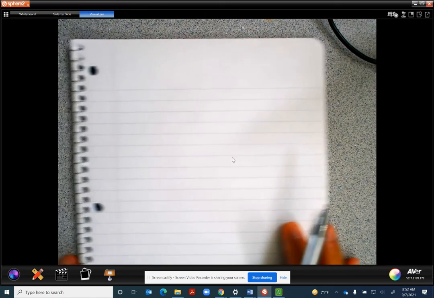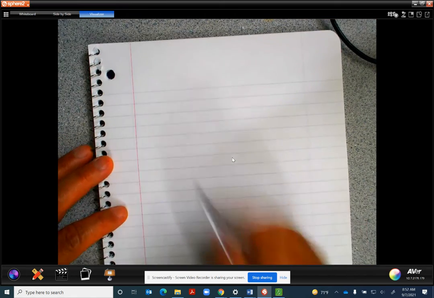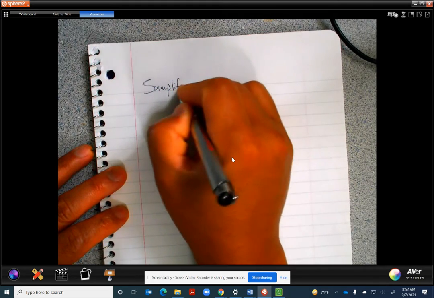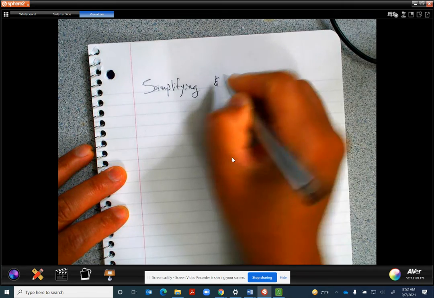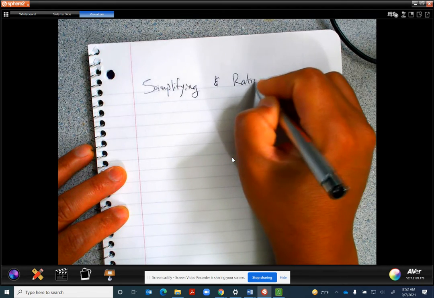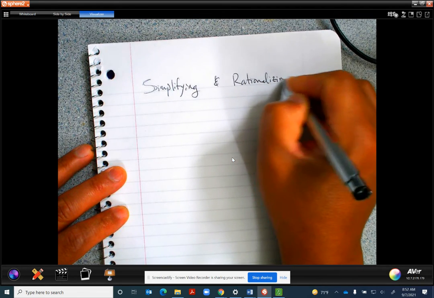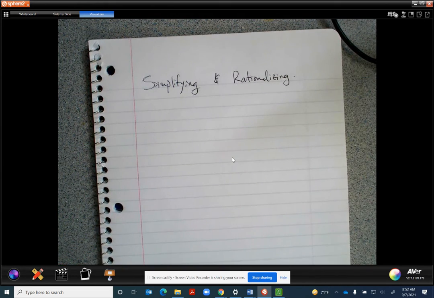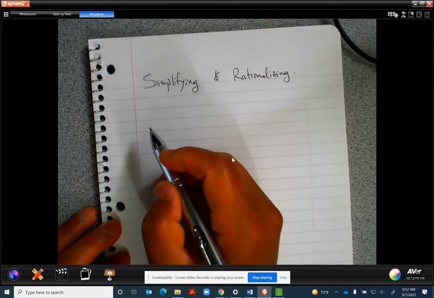So this one is called simplifying and rationalizing. Sometimes I'm going to ask you to just stay with me. You don't really need to copy all the time, and I'll give you time to copy it. I want you to understand it. Here's the first example.